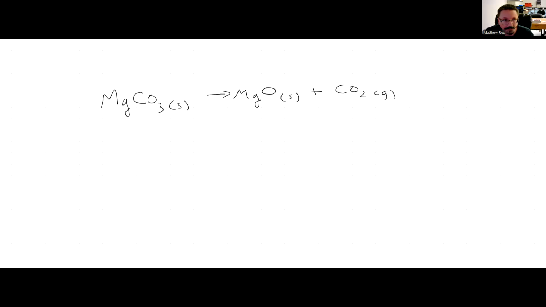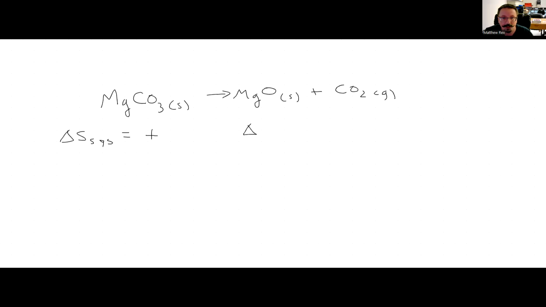For delta S system, we can at least figure out the sign on this. What should the sign for this reaction be? Should we see a positive sign or negative sign? Is the entropy increasing or decreasing? Well, I'm going from 1 molecule to 2, so delta S is probably increasing, and I'm going from a solid to a solid and a gas. So also based on the phase, we should have a positive delta S system here.